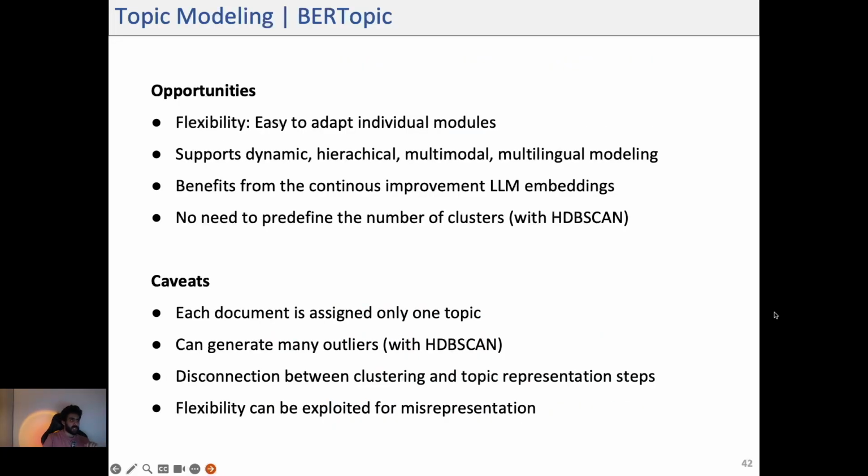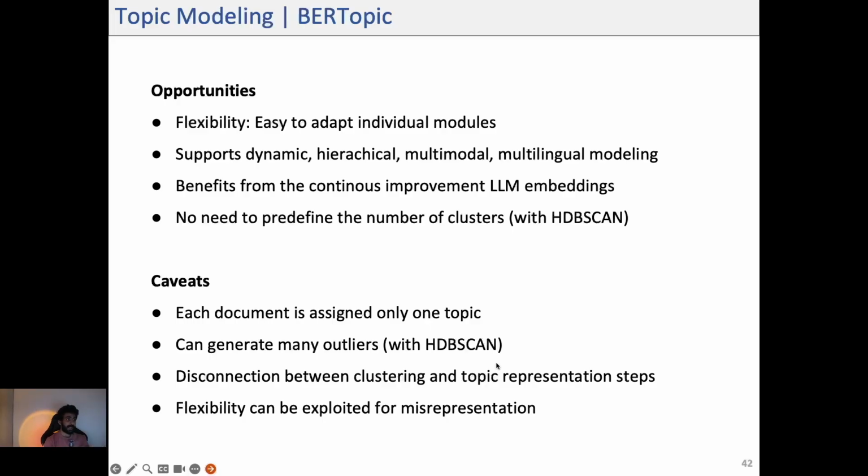To wrap up our discussion of BERTopic, let's consider both the strengths and the trade-offs that come with it. So, being on the good side, starting first with the advantages: flexibility is one of the biggest strengths. As we saw earlier, each module in the pipeline is replaceable or interchangeable, so it's easy to adapt to different use cases or datasets.